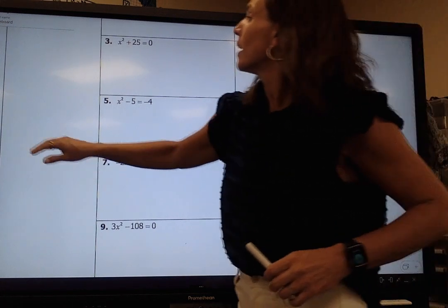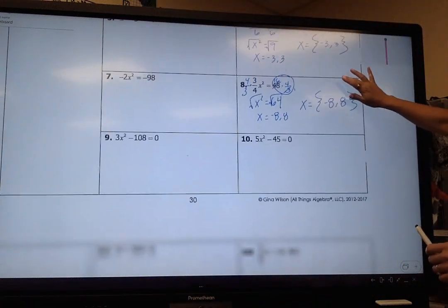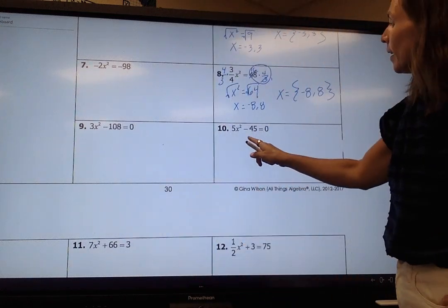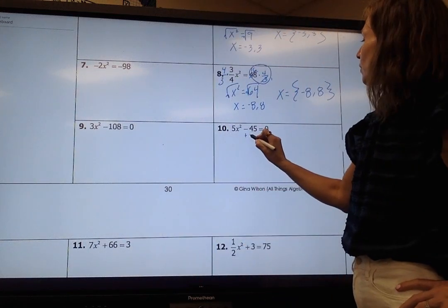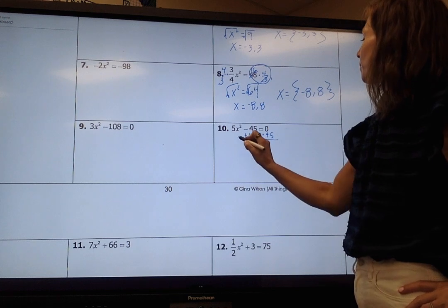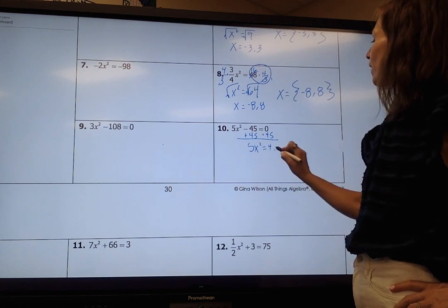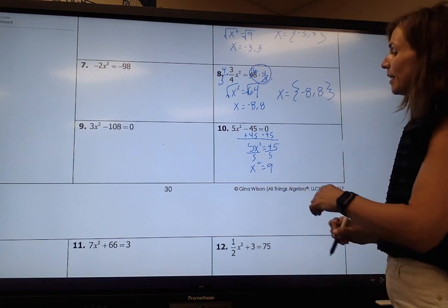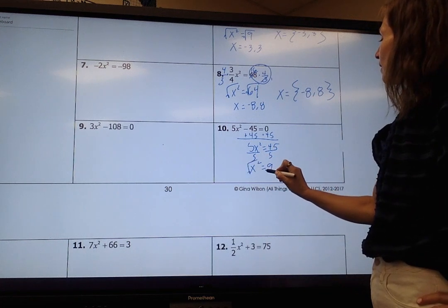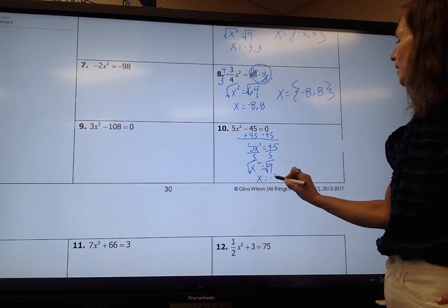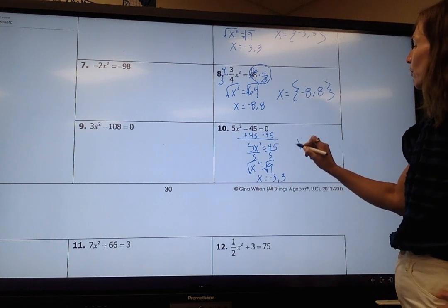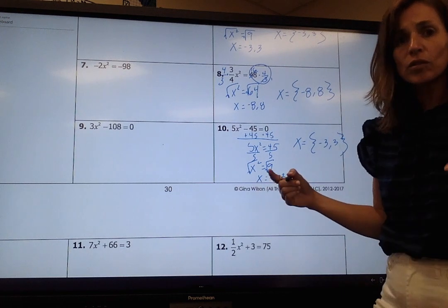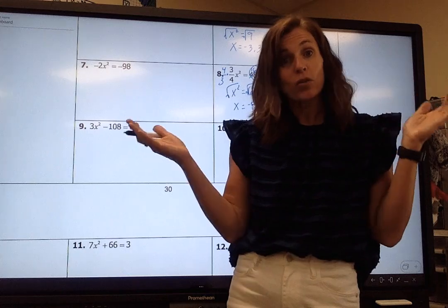Okay, let's try number 10. All right, when you have number 10, I'm still getting my quadratic term by itself, so I'm going to add 45 to both sides. You get 5x squared equals 45. Divide both sides by 5. X squared equals 9. Now I can take the square root of both sides. X equals negative 3 and 3. Don't forget, it must be in brackets because it's more than one solution. And remember what these solutions mean. It means where that graph crosses the x-axis.